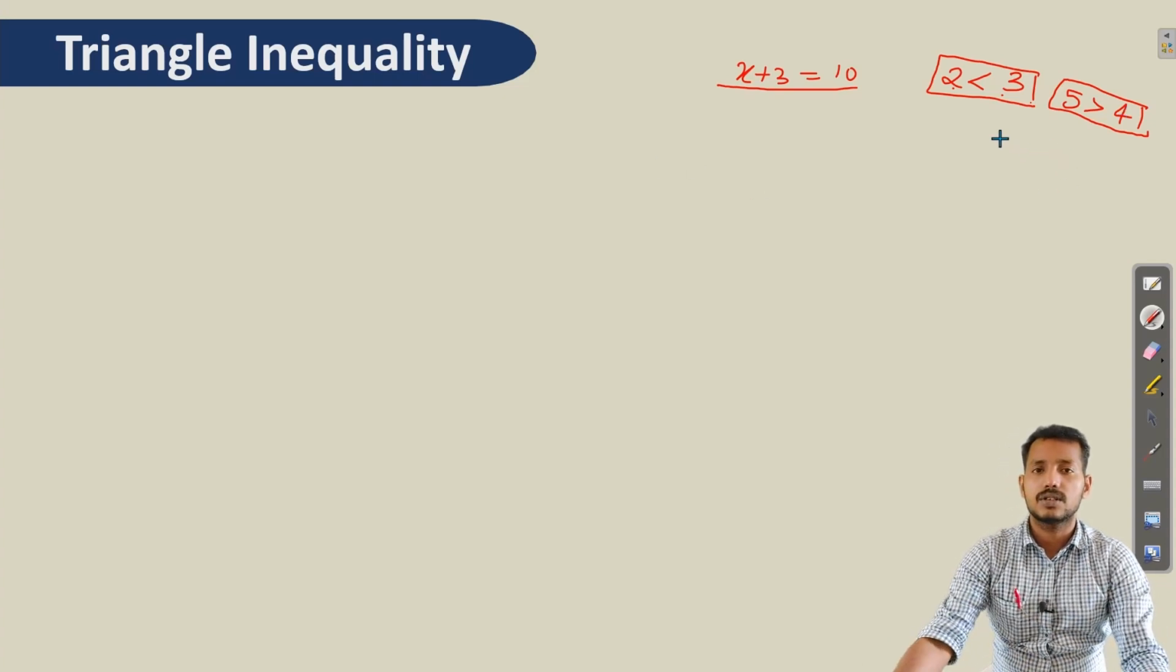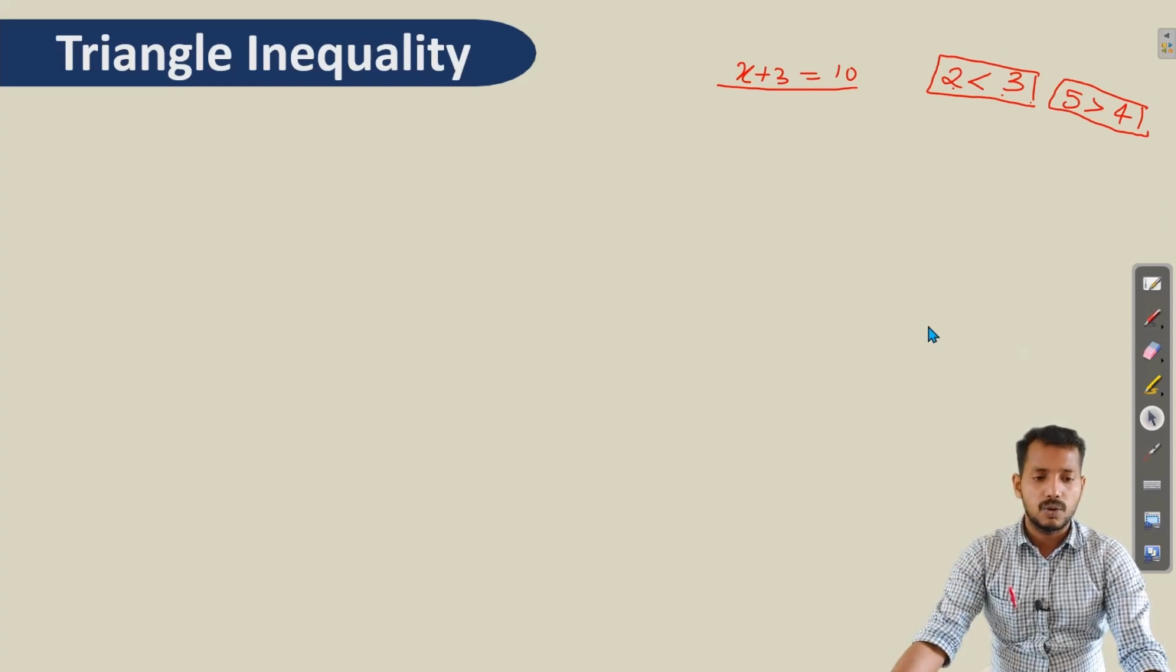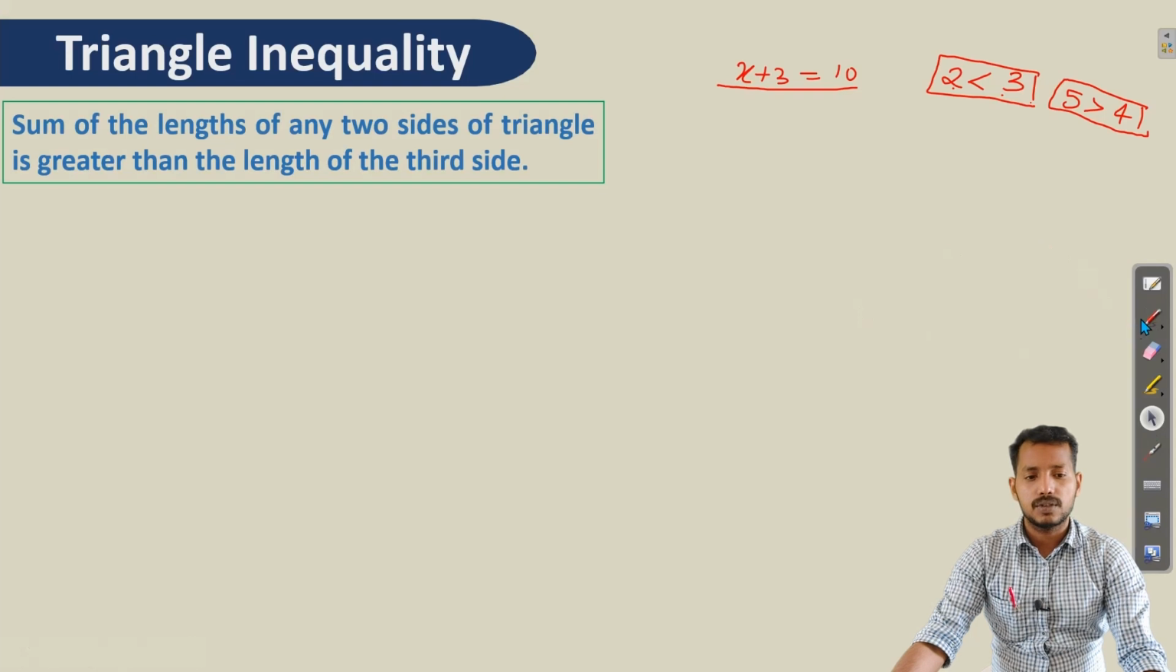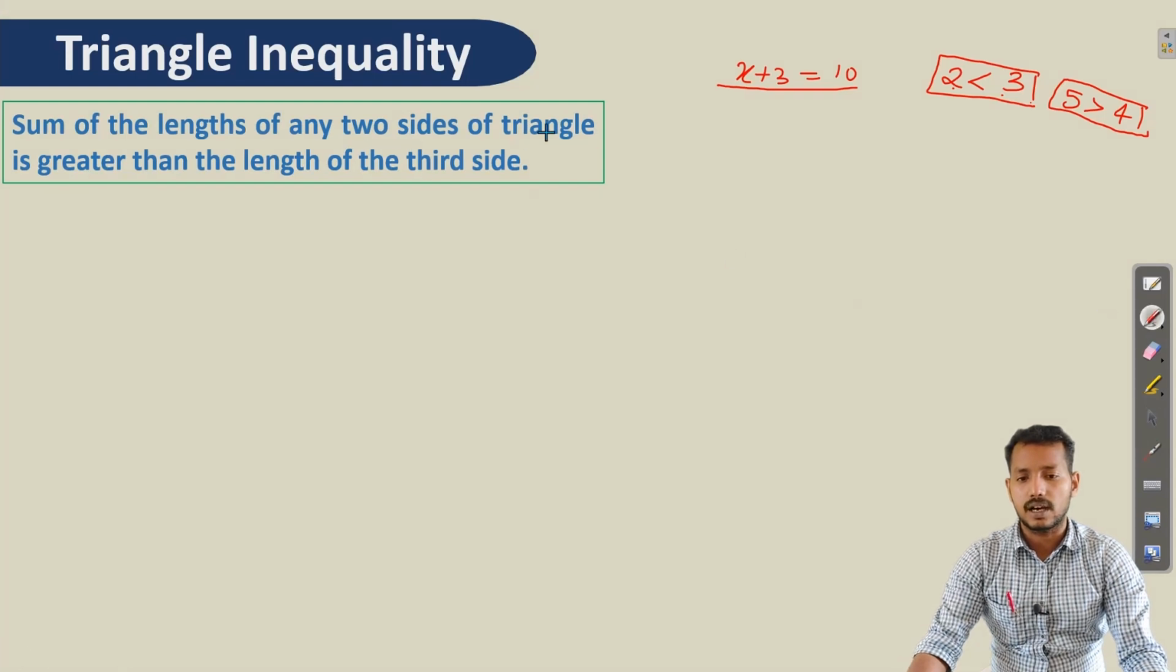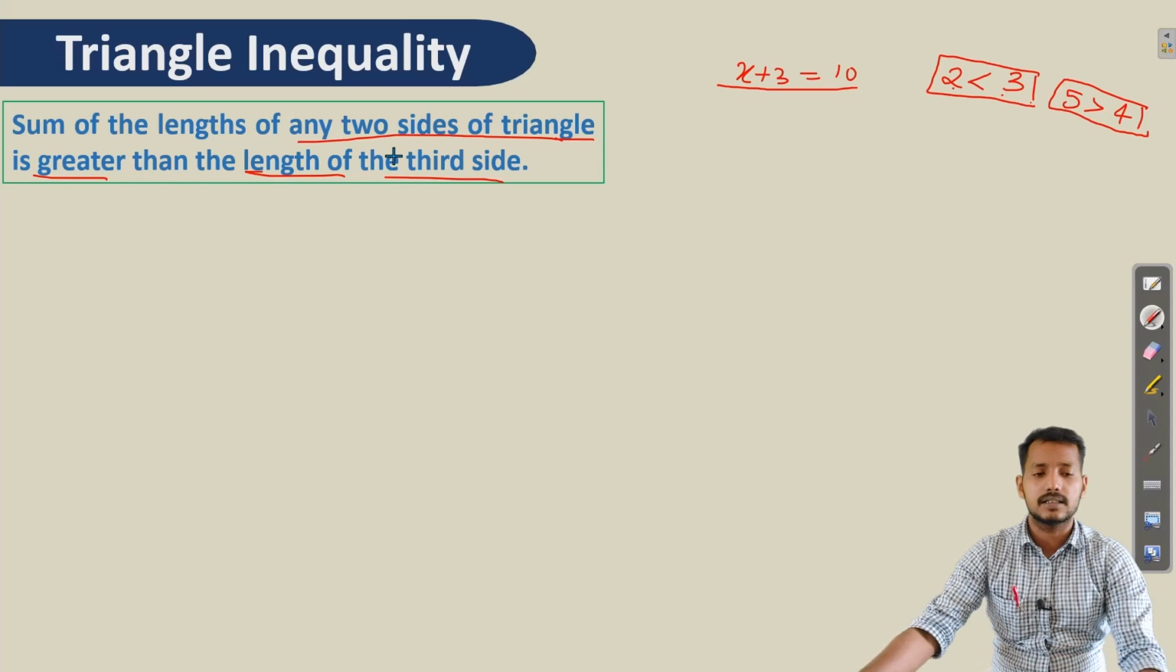So here we are going to discuss a property of triangle which is an inequality. Let's see what it says: the sum of the lengths of any two sides of the triangle is greater than the length of the third side. Sum of any two sides of a triangle is greater than the third side.